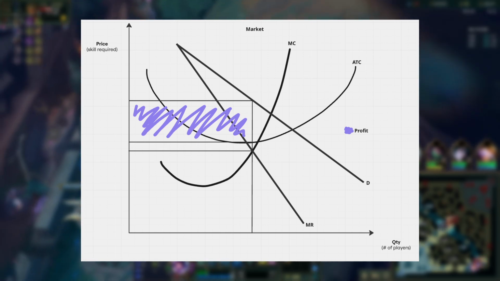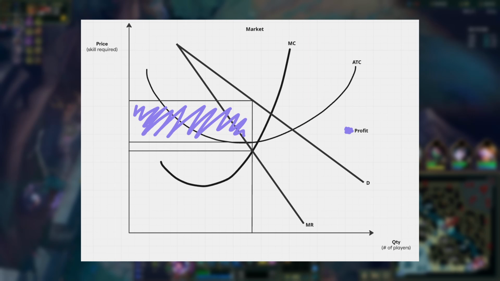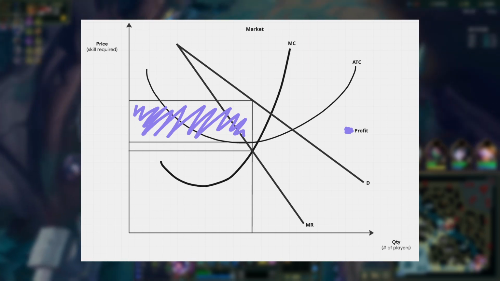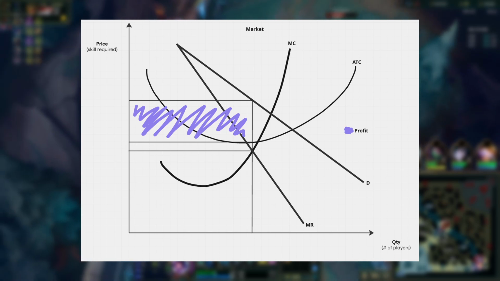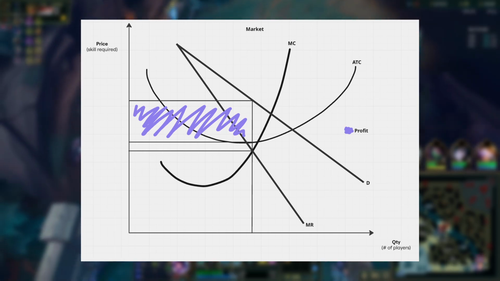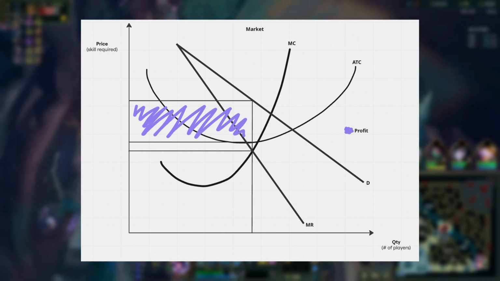Profit here is shaded purple, and you can see it's between ATC and demand. You can also see that price is a lot higher than what it could be because a monopoly is inefficient. They produce less than the optimal amount and charge way higher than the optimal price.